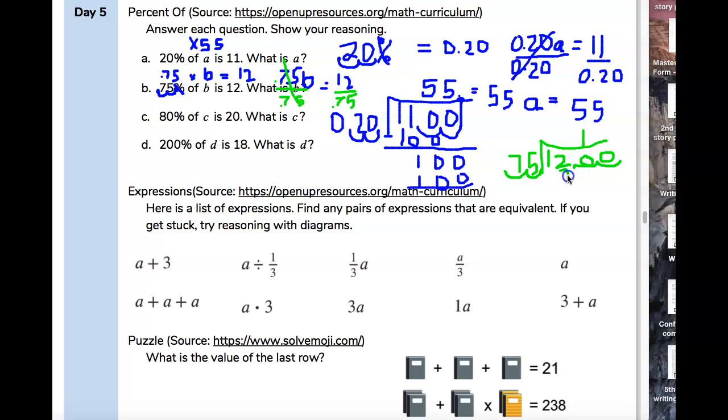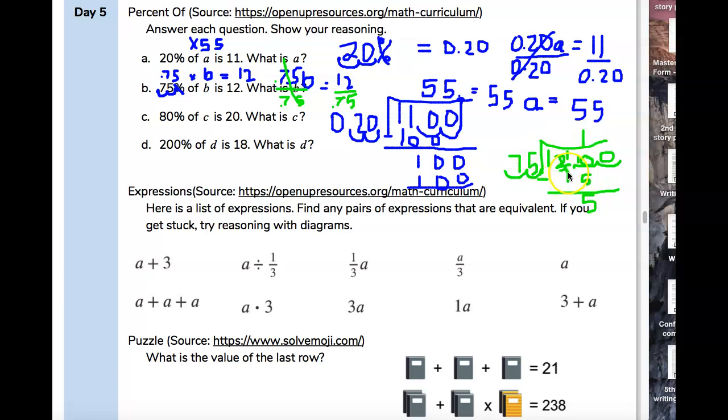So 1 times 75 is 75. And then let's subtract. Now we can't take 5 from 0, so we have to borrow from the 2 and make this a 1, make this a 10. 10 take away 5 is 5.